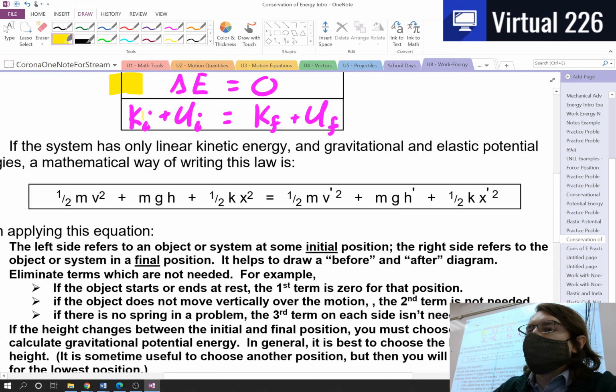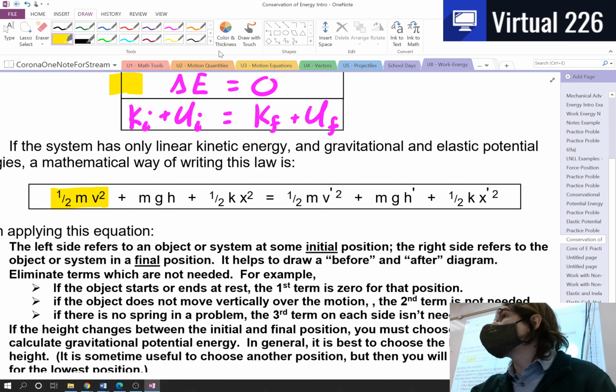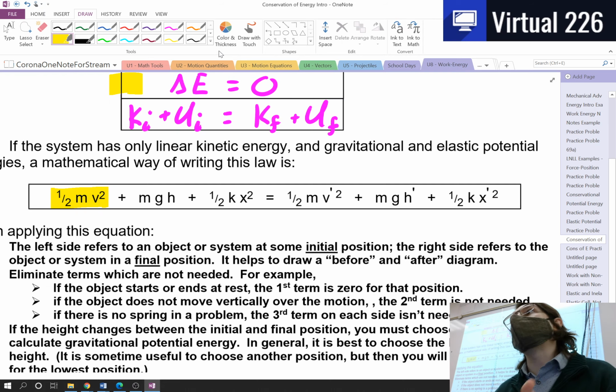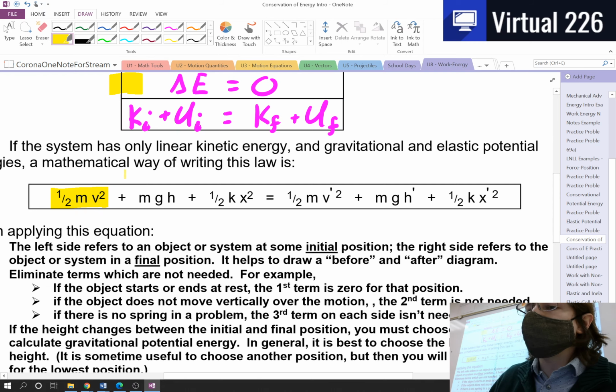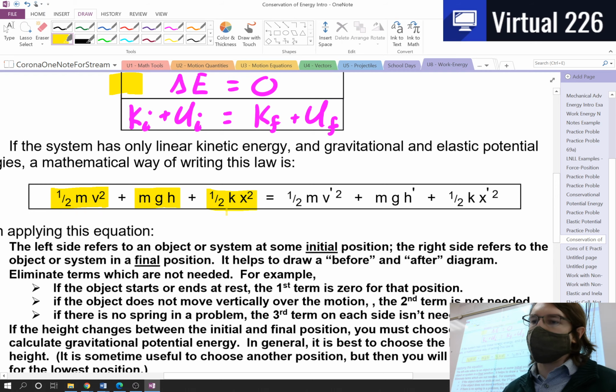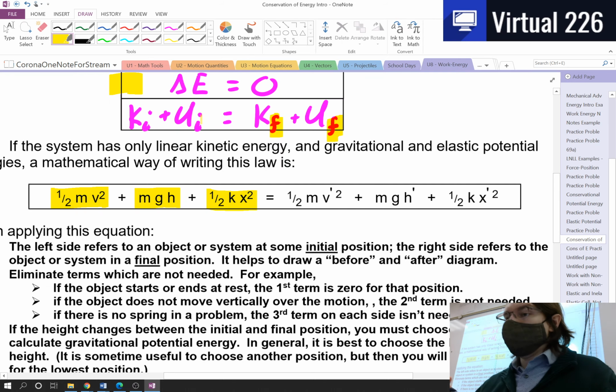What we've done here is we've said, look, the initial kinetic energy is just 1/2 mv squared. Initial potential energies could be gravitational, or they could be spring, or they could be both. So we've included a gravitational potential energy and a spring potential energy, the 1/2 kx squared. This is equal to the final side of things. Now, normally we've been writing Fs in this class for finals and Is for initials, but we are going to be writing a lot of initials and finals.